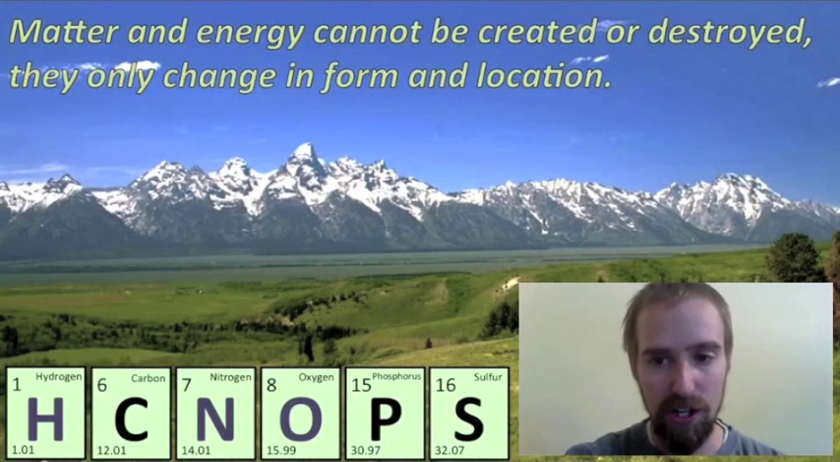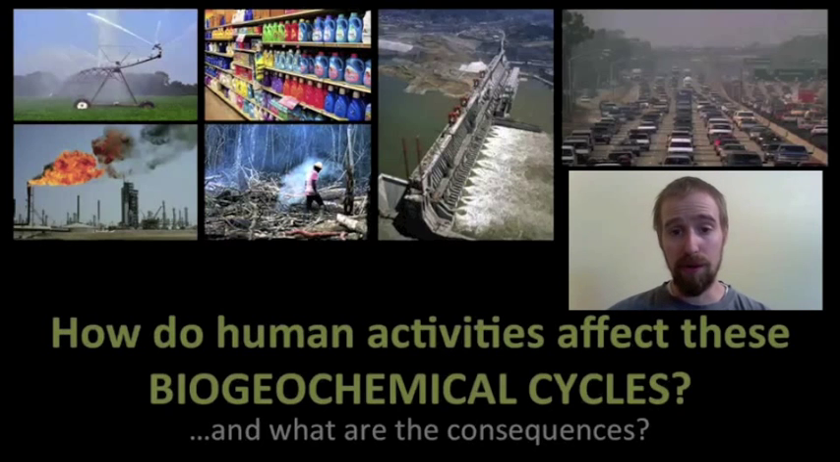So hopefully you noticed as we were going through those examples that humans play a role in all four of those important biogeochemical cycles that we just talked about. We play a role in the water cycle, we play a role in the carbon cycle, we play a role in the nitrogen cycle, and we play a role in the phosphorus cycle. And not in the same way that most organisms play a role in these cycles.